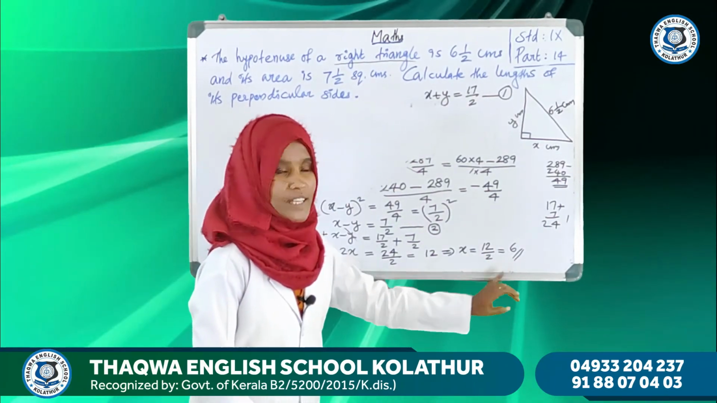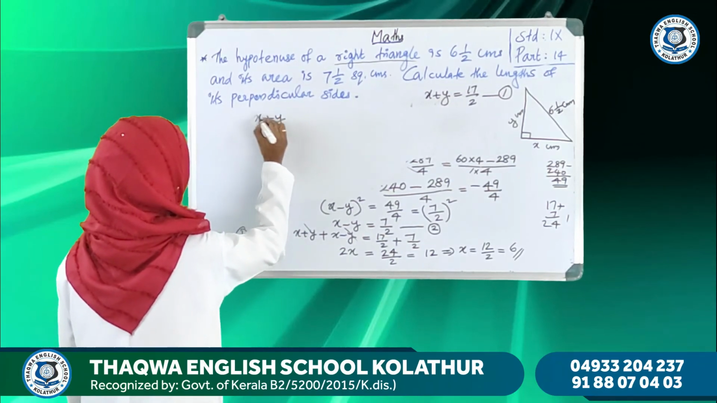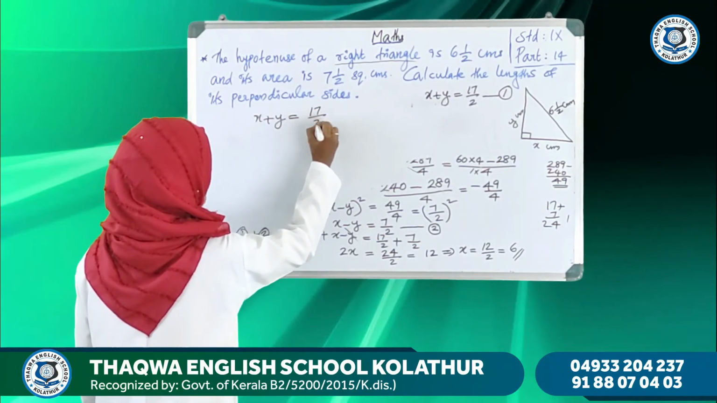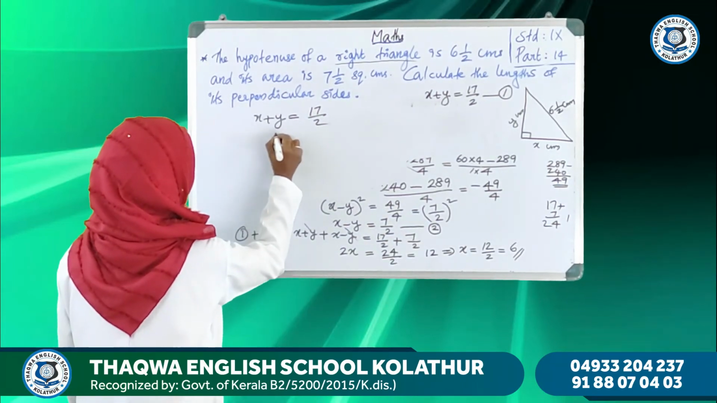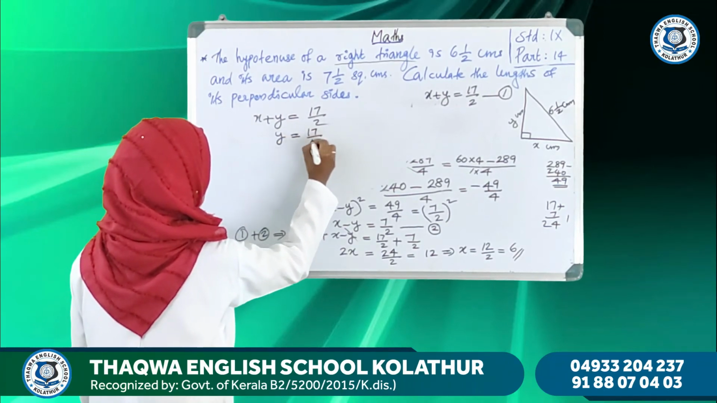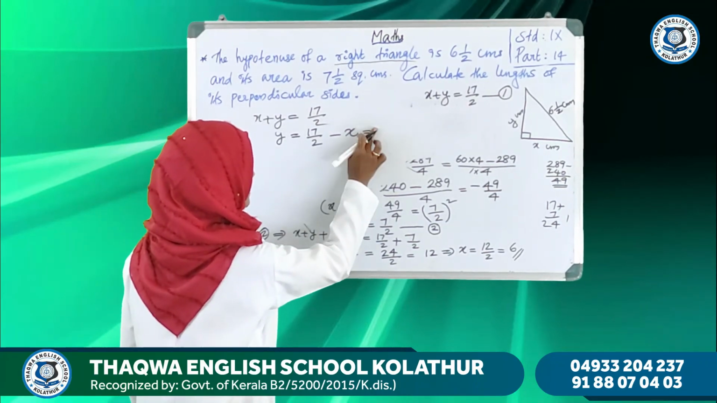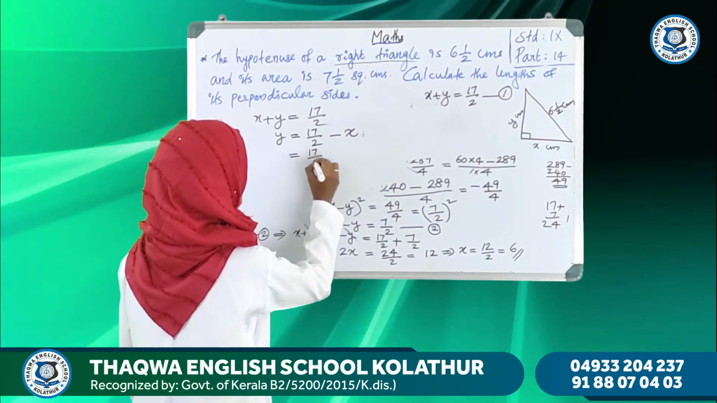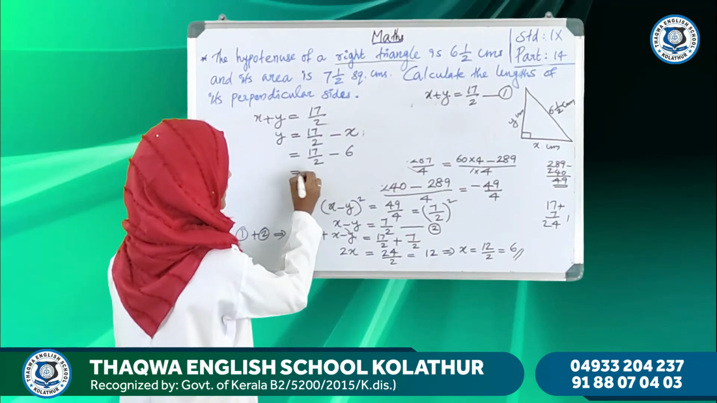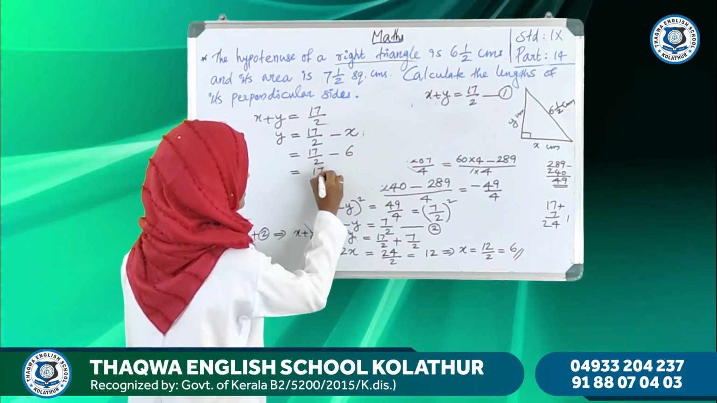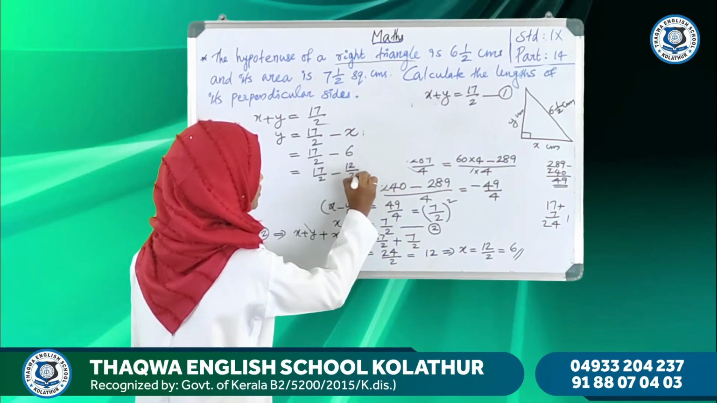Okay. Now next you have to find out the value of y. Value of x is 6. Now we have to find out the value of y. We have the equation x plus y equals 17 by 2. Now we got the value of x. So y equals 17 by 2 minus x. That is 17 by 2 minus 6. What is the value of y? 17 by 2 minus 6 can be written as 12 by 2.